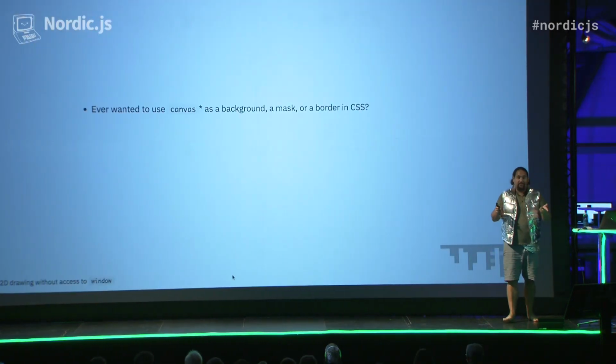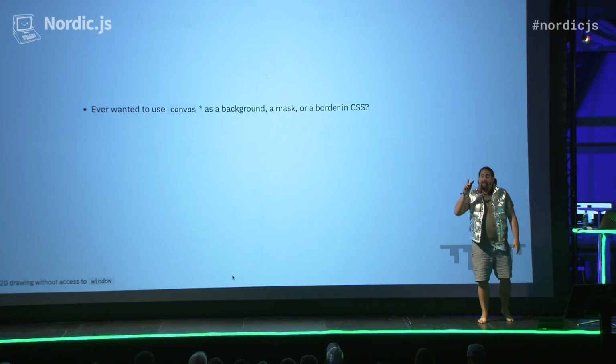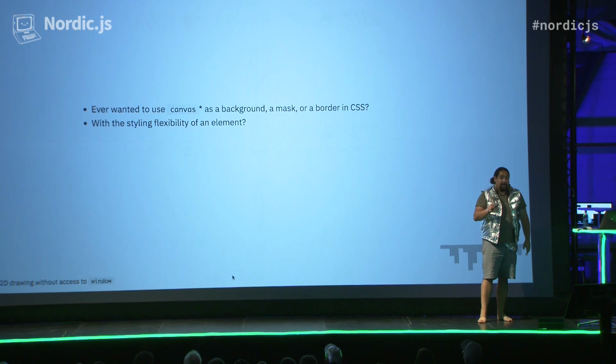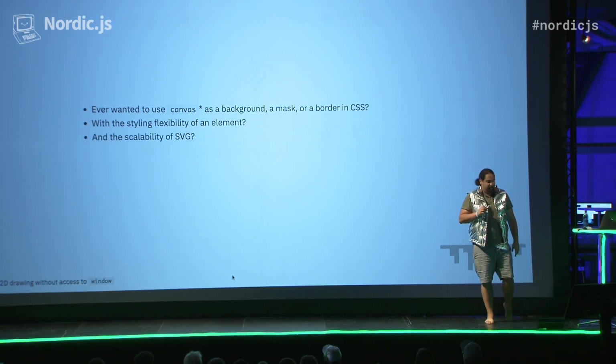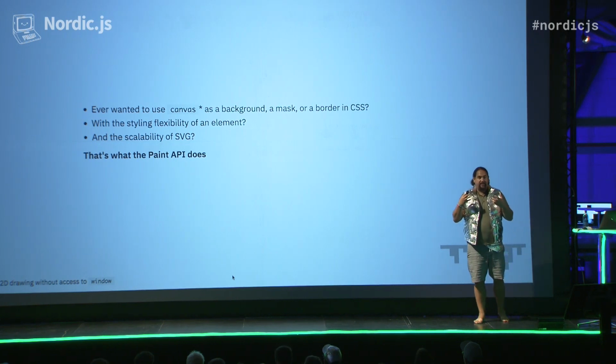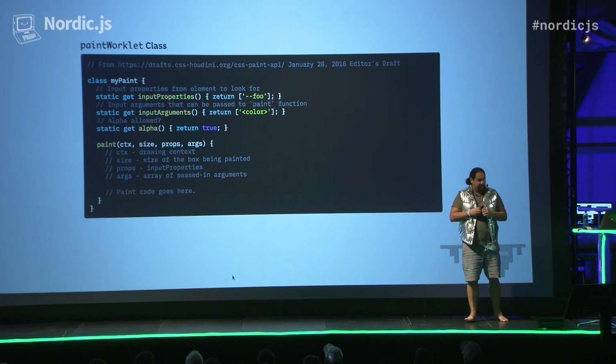So, question, have you ever wanted to use canvas as a background, a mask, or a border in CSS? And the answer for most of you is probably no, and I understand that, but I promise it's really cool. Because with Paint API, we can do that with the styling and flexibility of an element and the scalability of an SVG. The Paint API combines these all together into this really great way to extend our creative possibilities with CSS.